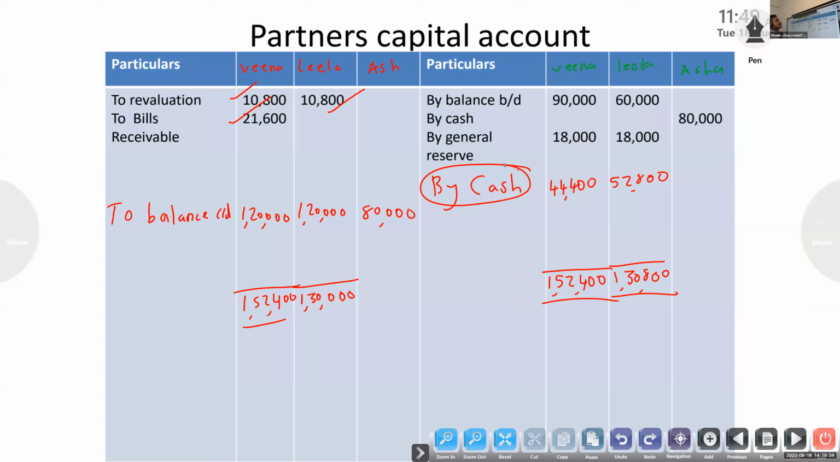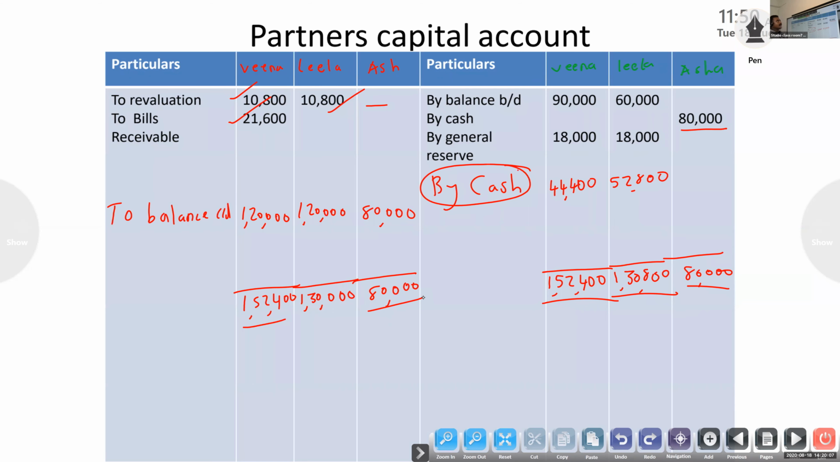So Asha, no need to do anything. Why? Asha, look, adjusted capital also, new capital also same. In the majority of cases, that new partner need not do anything. So in 95% of cases, only the old partner we have to do. So same.